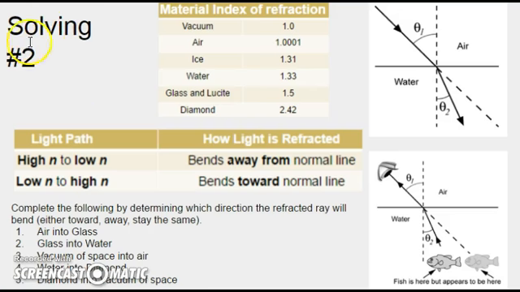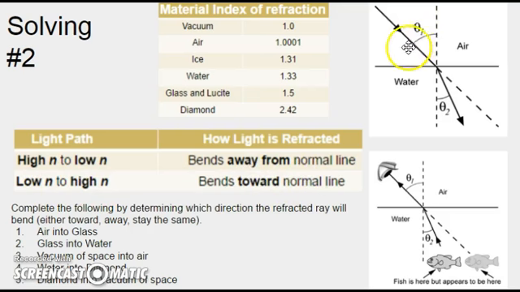So here's slide number 2. Once again, the answer key will be able to be accessed later. So here are some more different materials, and let's make sense of light traveling from air into water. Notice, air into water, we have a low n value traveling into a higher n value, right? Air has a 1.0001 n value, and water has a 1.33 n value, and it's going to follow the rule of low to high n value. It's going to bend towards the normal line.